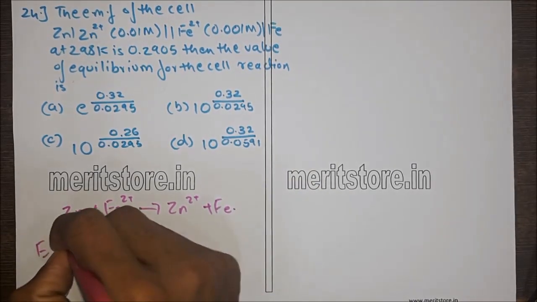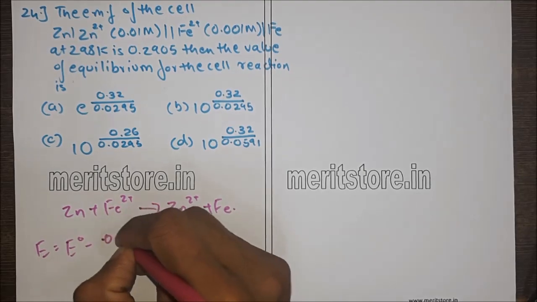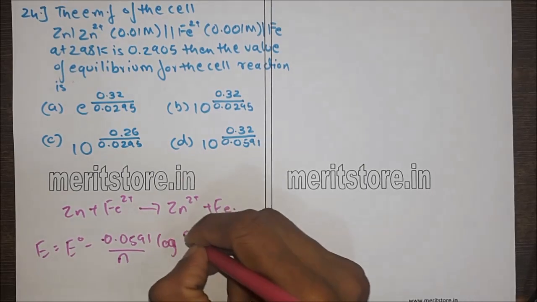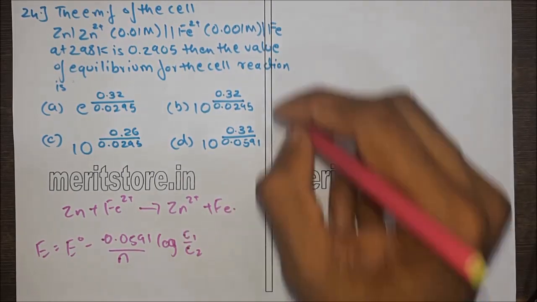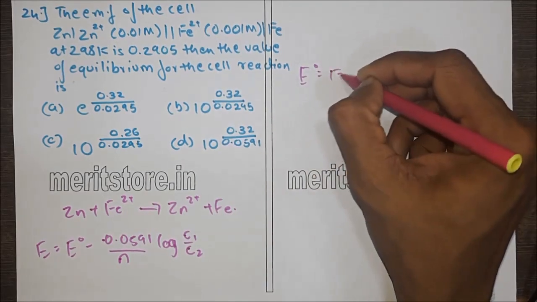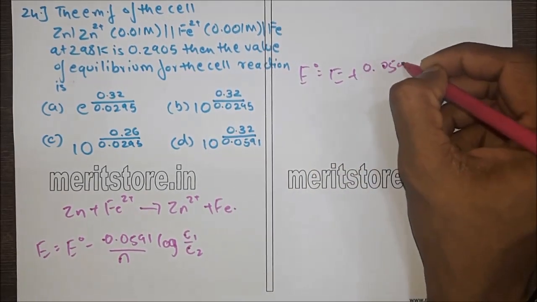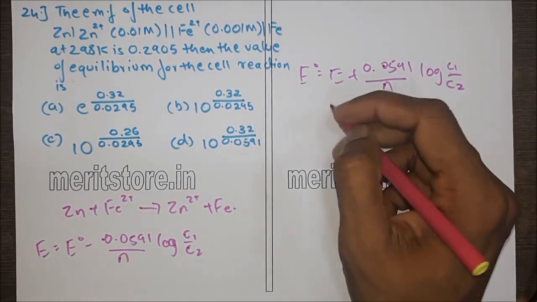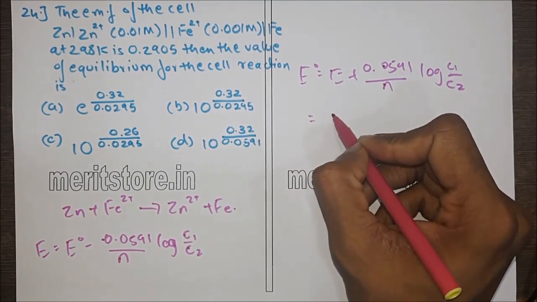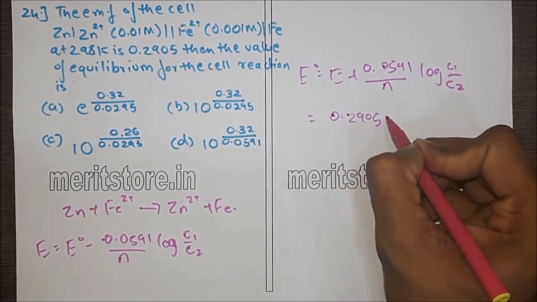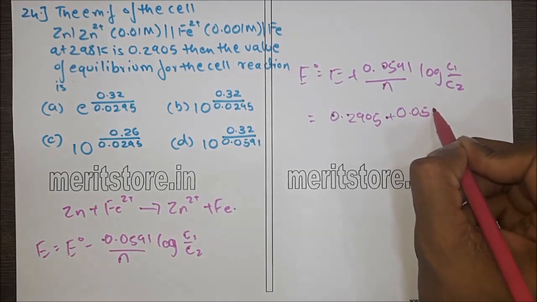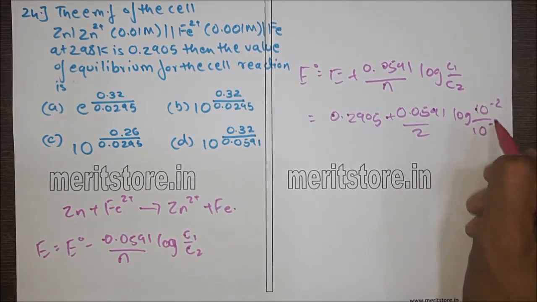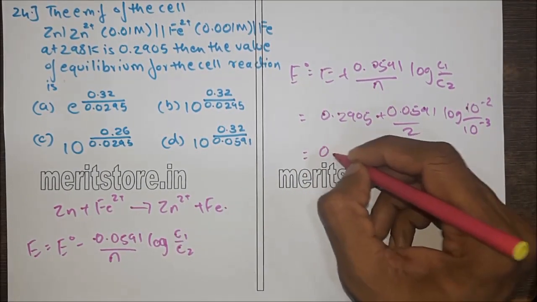Therefore, we can write E equal to E0 minus 0.0591 upon n log C1 upon C2. For solving, we have E0 is equal to E plus 0.0591 upon n log C1 upon C2. Therefore, substituting the values, we get 0.2905 plus 0.0591 upon 2 log 10 raised to minus 2 upon 10 raised to minus 3. Solving this, we have 0.32 volt.